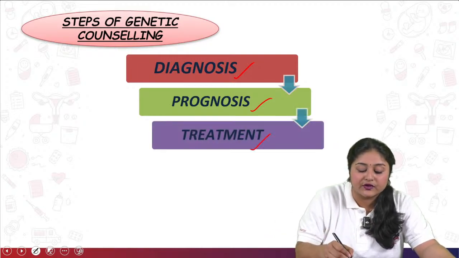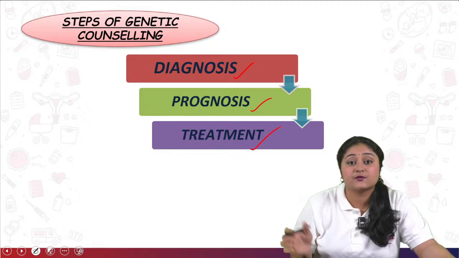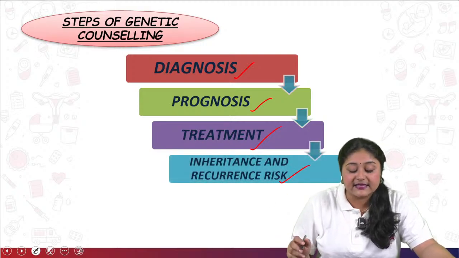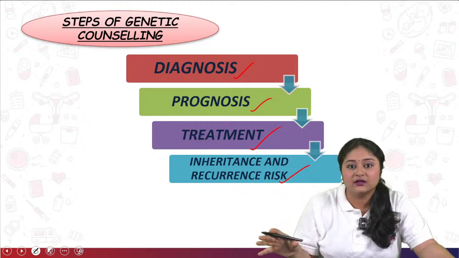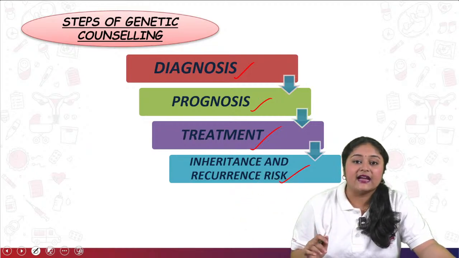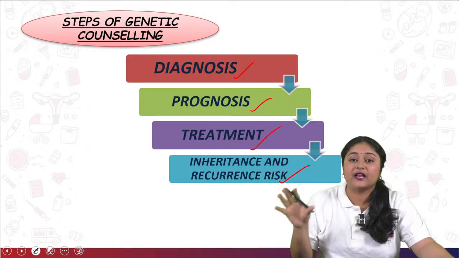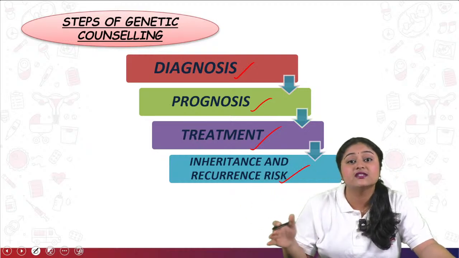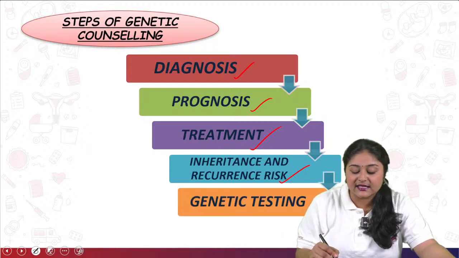After this prognosis comes treatment: how you can manage the pathway of spread of the disease from one generation to another. That is called treatment. And last is inheritance and recurrence risk: what genes or what genetic factors are involved in that particular disease's progress. That is called inheritance. Recurrence risk means which group of people, at what age, the baby will get that particular disease condition. We have to check all of that. And last is genetic testing.